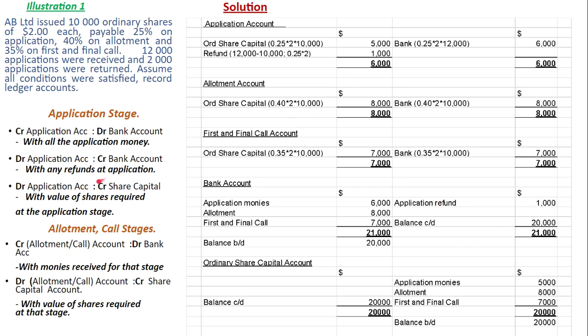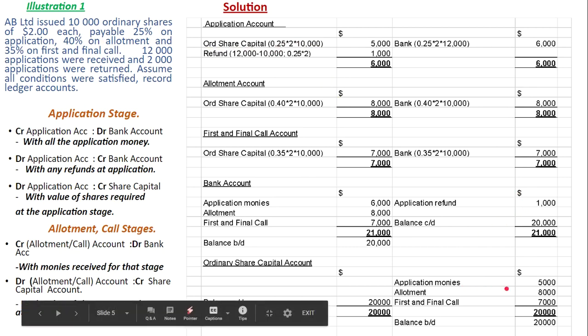Next accounting entry note, debit application account, credit share capital account with value of shares required at the application stage. So remember we said our ordinary shares are always recorded at par. So at this point, only 25% of $2 was needed. So we debit application account with a narration ordinary share capital, 25% multiplied by $2 multiplied by the 10,000 ordinary shares, we get 5,000. Double entry, we credit share capital account with application monies as the narration as shown here, $5,000.